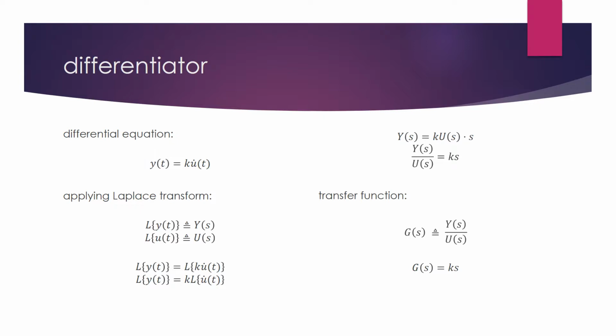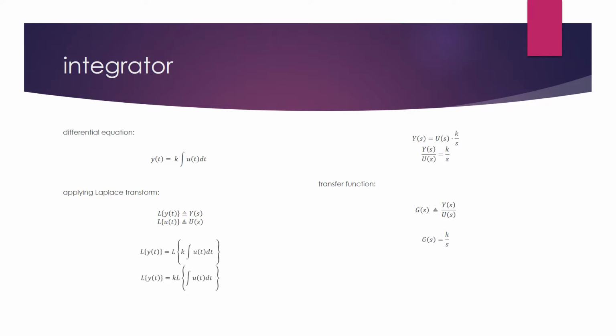Differentiators are an important part of electronic analog computers and analog PID controllers. They are also used in FM modulators as rate of change detectors. In this case, the output is proportional to the derivative of the input. Applying the Laplace transform on the first derivative of u gives us U(s) times s, and then yields the transfer function k times s. The next one is the integrator.